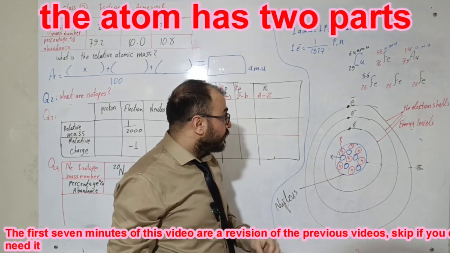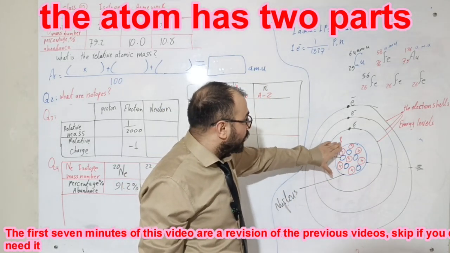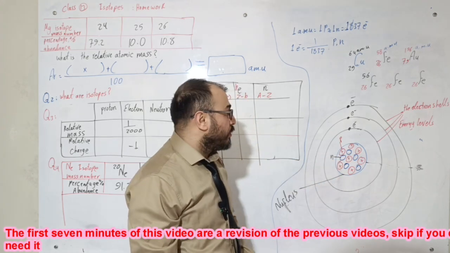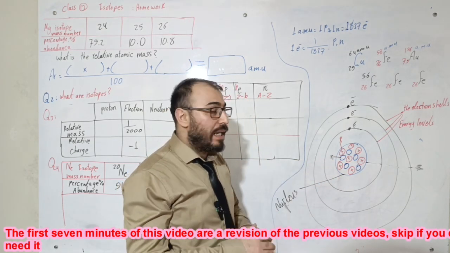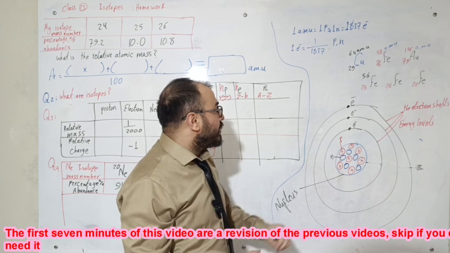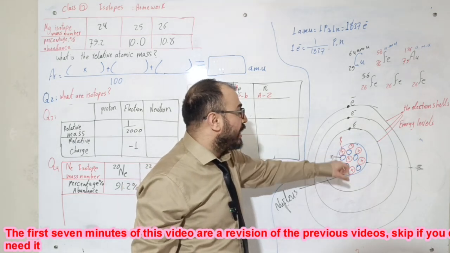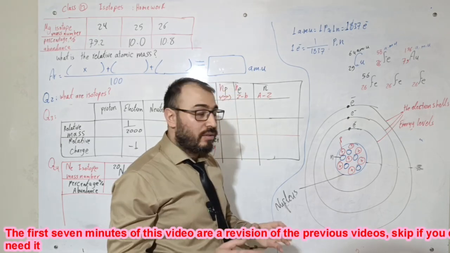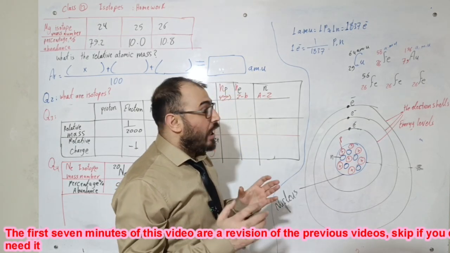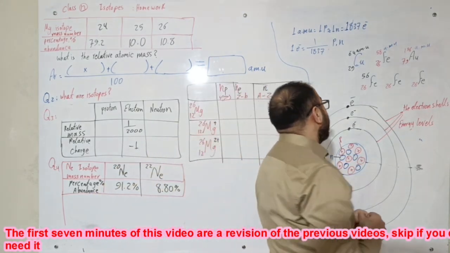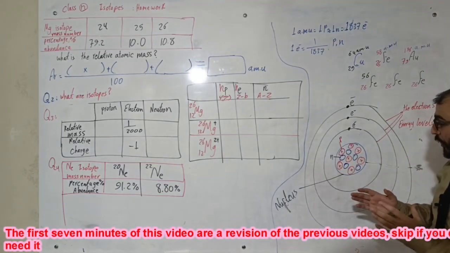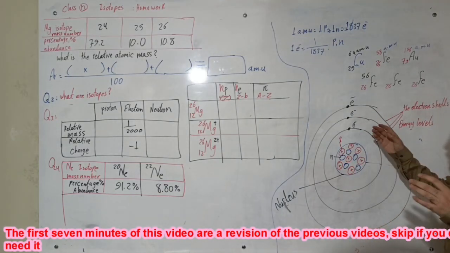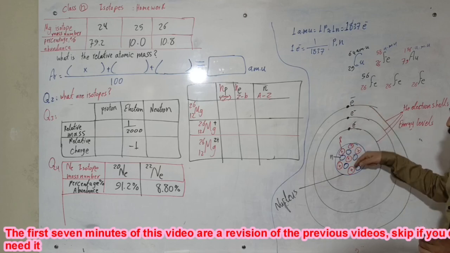And we said that the number of protons and neutrons inside the nucleus is called the atomic mass. And then we said the number of protons only, the number of protons inside the nucleus, is called the atomic number.